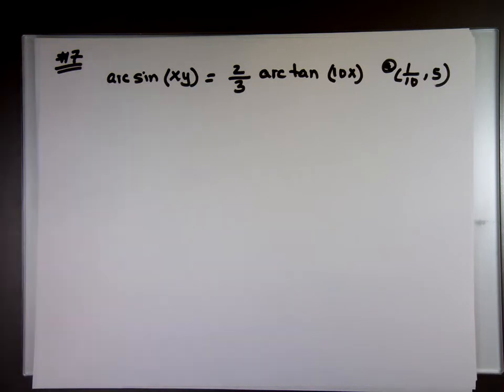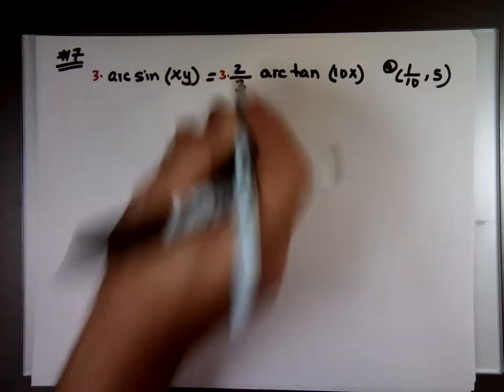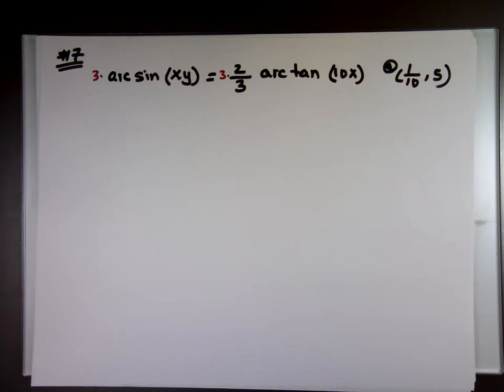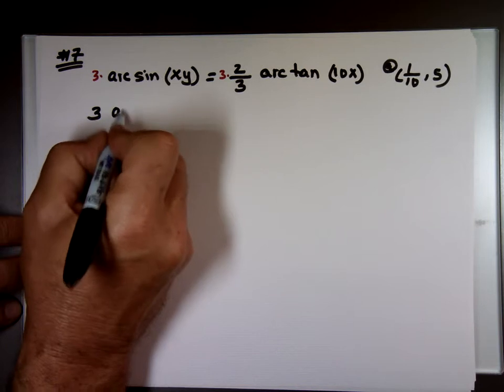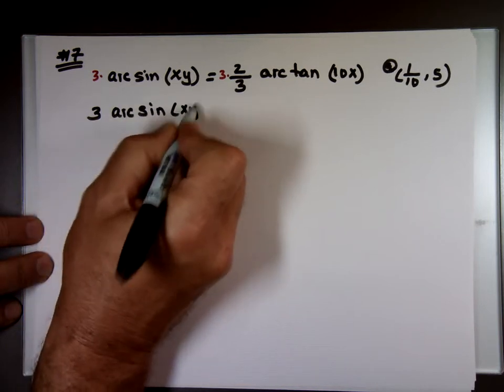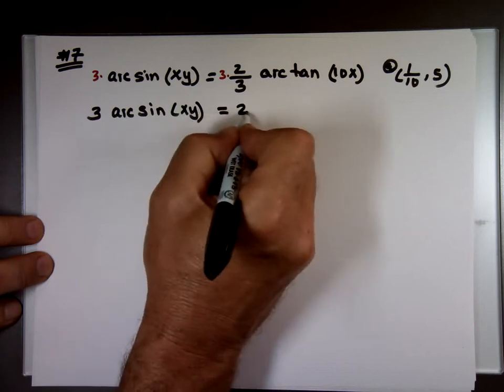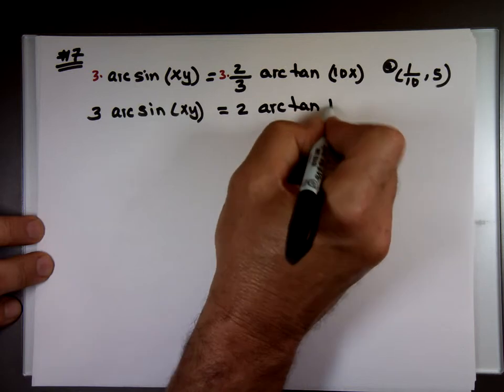Before I do anything, think about the derivative. I'm not a fan of fractions. So guess what? I'm going to multiply both sides of the equation by 3. I don't want to see fractions. If I can avoid them, why not? 3 times arc sine xy equals 2 times arc tan 10x. It's a better way to write it.